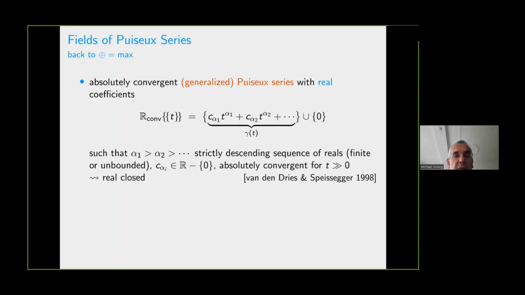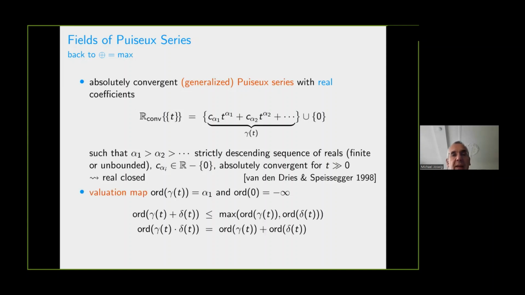Okay, so what can you do with this? Well, the interesting thing is that this field admits a special map. This is the map ORD, and it takes such a power series, where the exponents are strictly ascending, and they begin somewhere. So there's always a lowest exponent, and this map ORD, the valuation map, takes such a power series and assigns it the lowest exponent.